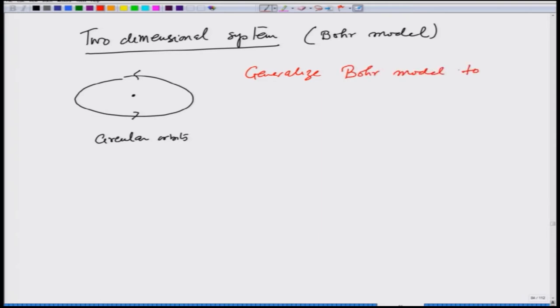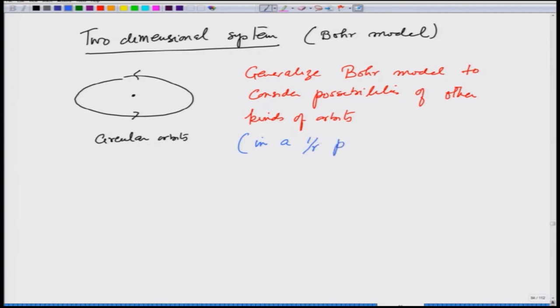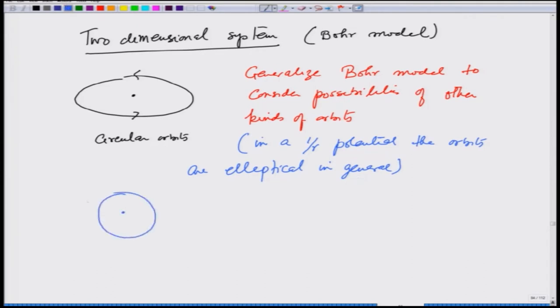We are going to generalize the Bohr model to consider possibilities of other kinds of orbits. And what are the other kinds of orbits? From classical mechanics, I know that in a 1 over r potential, the orbits are elliptical in general. That means I can have an electron moving in a circle, I can also have an electron moving in an elliptical orbit.